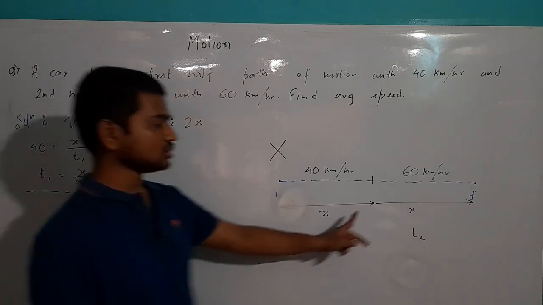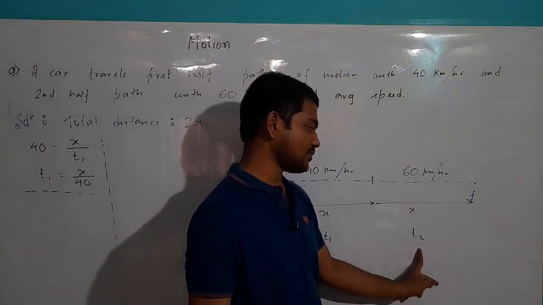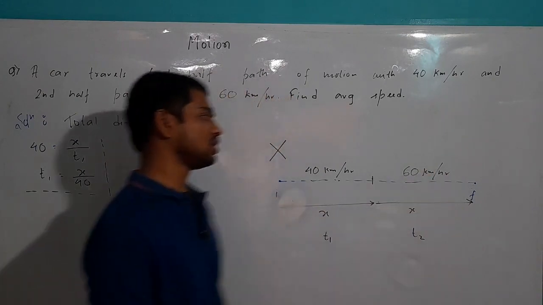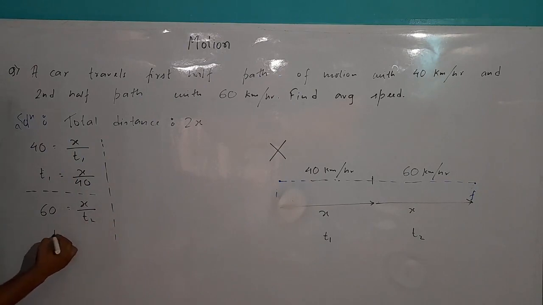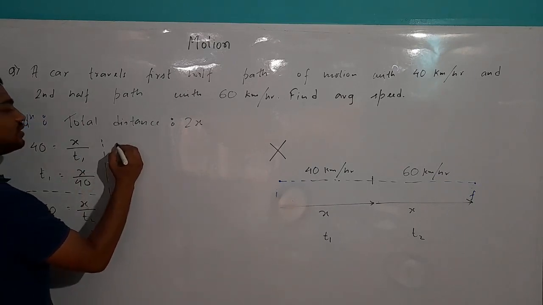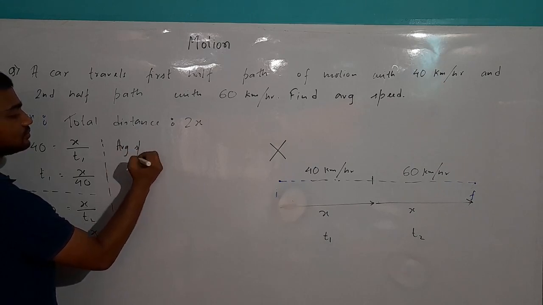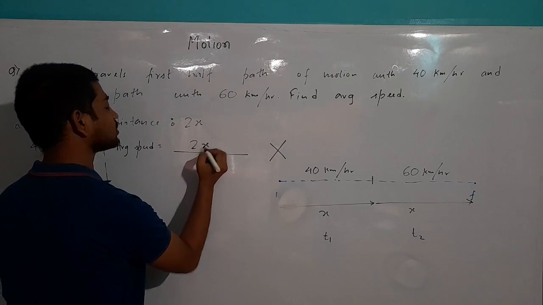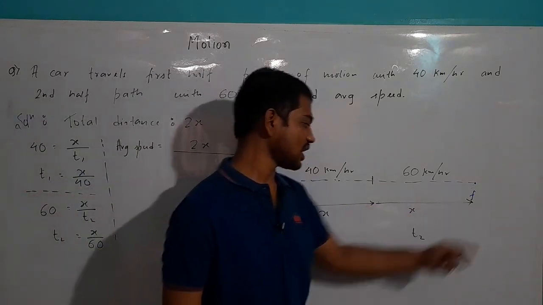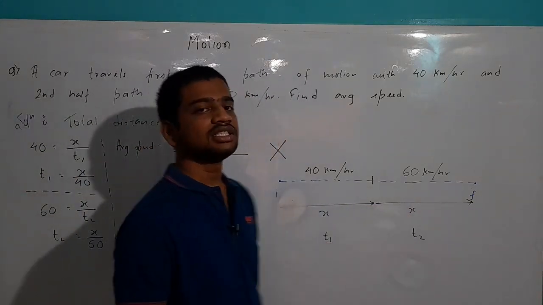Similarly, for the second half motion, the total distance is x, total time is t2. So distance by time is equal to speed. So distance is how much? X, time is t2. So t2 comes out to be x by 60. So I hope t1 and t2 are clear, right? So the average speed will be total distance by total time. What is total distance? Twice x. What is total time? Total time is t1 plus t2, all right?